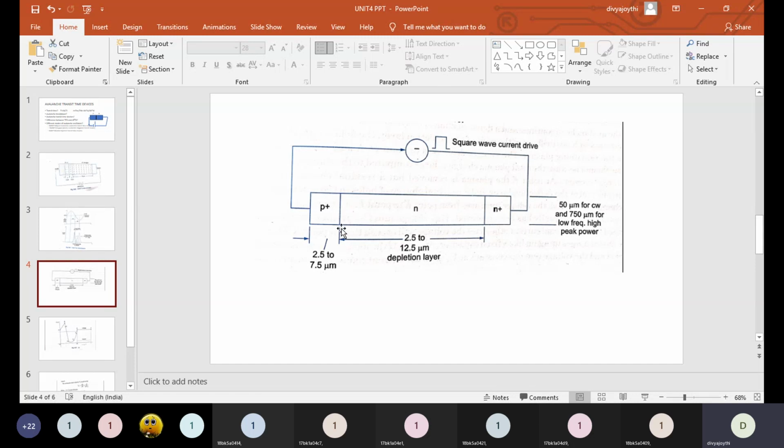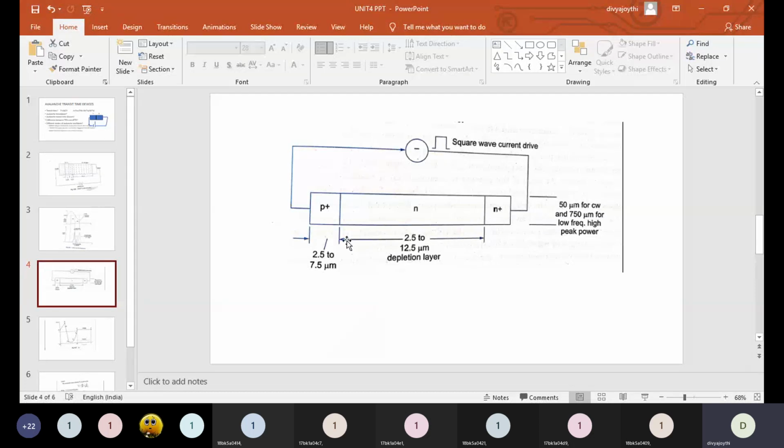Here we have the P plus, the PN junction, and the depletion region. Between P plus and the junction is the depletion region, and N plus is the drift space or drift region through which the electrons drift from the cathode to the anode. This N plus region width depends upon the type of the wave. If it is a continuous wave, the width of this N plus region is 50 micrometers, and if it is a low frequency signal, the width is 750 micrometers.